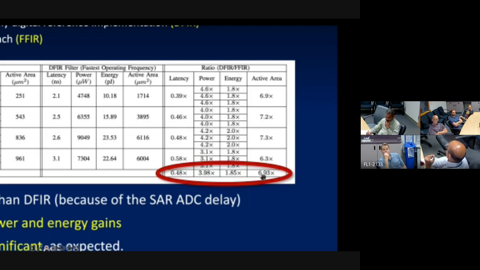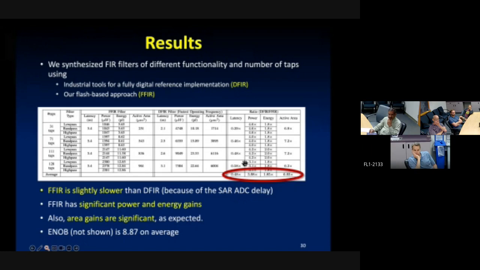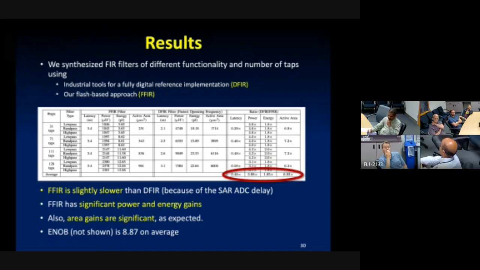And importantly, our area is about 7 times smaller because each of these multipliers does multiplication with one transistor. So it's really efficient, right? And the ENOB, the effective number of bits, should be 9 in this case. We get close to it, 8.87.